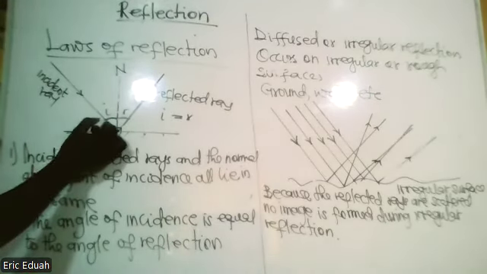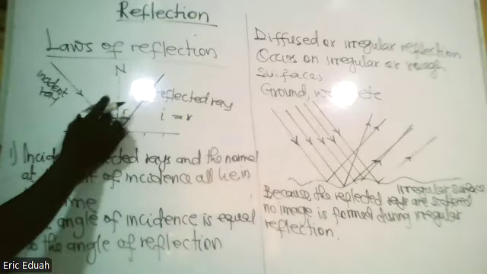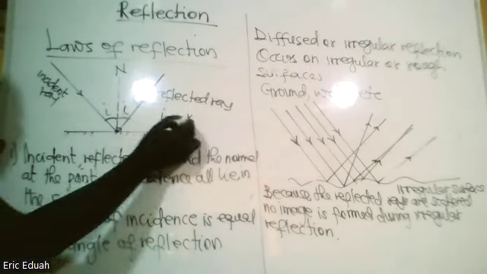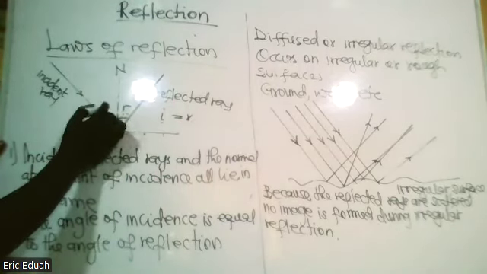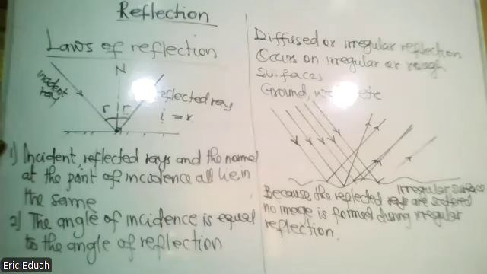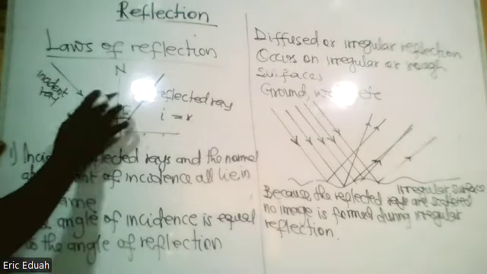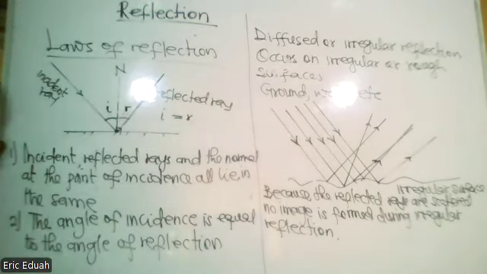Now practically what it means is that if this is i, then this can also be i, because they are equal. Or this is r and this is also r, because angle of incidence is equal to angle of reflection. So it can be i, i or r, r. The value is still the same. Please, are we okay? Class, are we okay? Yes, sir.